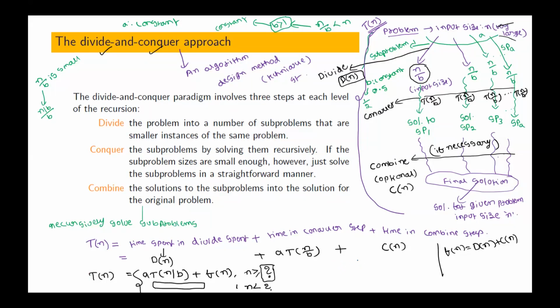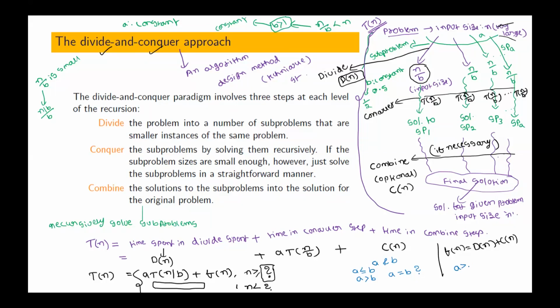Now the question is, we assume that we solve a number of subproblems, and the size of each subproblem is n by b. Now, what is the relation between a and b? Whether a can always be less than or equal to b, or a can be greater than b, or a can be equal to b. These are the possibilities, no?